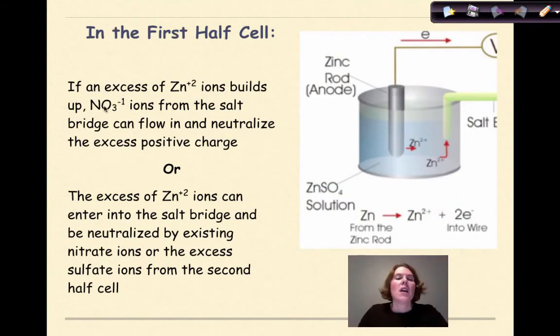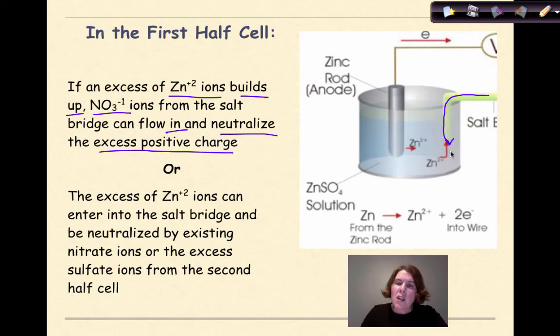In the first half cell, if an excess of Zn+2 ion builds up, which will happen as this oxidation half reaction occurs, the nitrate ions from the salt bridge can flow in and neutralize this excess positive charge. So coming out of this salt bridge right here, it's like, hello, I'm nitrate, NO3-1, you're Zn+2. So the nitrate ions can basically come in and neutralize whatever positive charge is here. Or another way is that the Zn+2 ions can actually flow, let's change our color here, they can actually flow into the salt bridge, get pulled out, and also help with neutralizing the half cell.